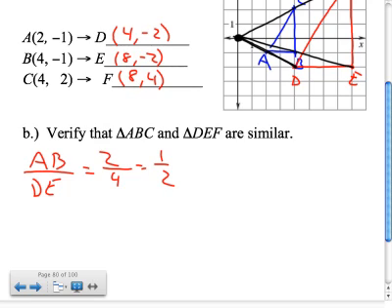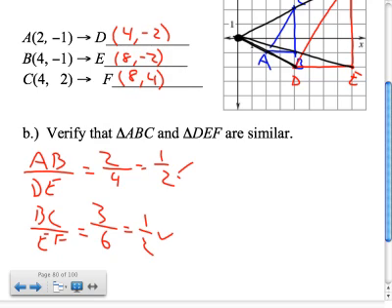And then if I also look at the length of BC over the length of EF, I can count again. The length of BC is 1, 2, 3. And the length of EF is 1, 2, 3, 4, 5, 6. And that's 1/2. Check, check. Those are the same. And now if I look at these angles here, angle B and angle E, I can show that those are actually congruent angles.